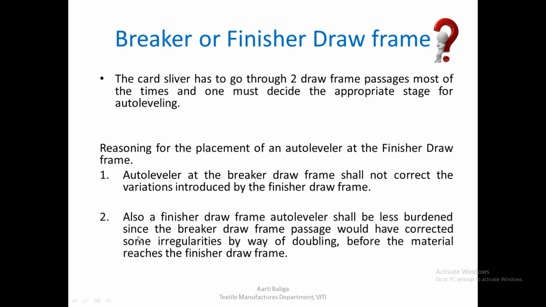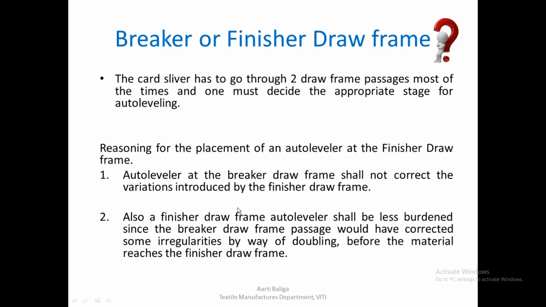There is one more reason why we choose the finisher over breaker. The finisher draw frame auto leveler shall be less burdened because already most of the mass variations would have been corrected by the breaker draw frame which comes earlier, and also by way of doubling, some irregularities would have been covered up or rather corrected by the breaker draw frame. So by the time it reaches the finisher draw frame, relatively few corrections would be required at this stage. So the auto leveler, when it is applied at finisher, would be less burdened.